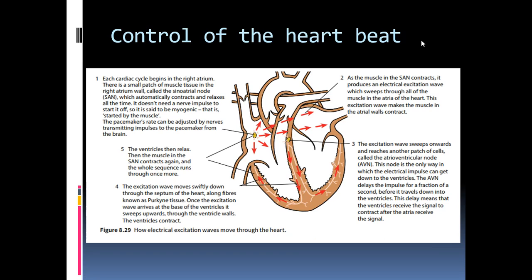Okay, next we are going to look at the control of the heartbeat, how the heartbeat is actually being regulated. So basically, one of the unique features of the heart is that it is known as a myogenic muscle. What is a myogenic muscle? A myogenic muscle is a muscle that can contract and relax on its own. So it does not really require any impulse from the control center or the brain, right? So it can contract and relax naturally.